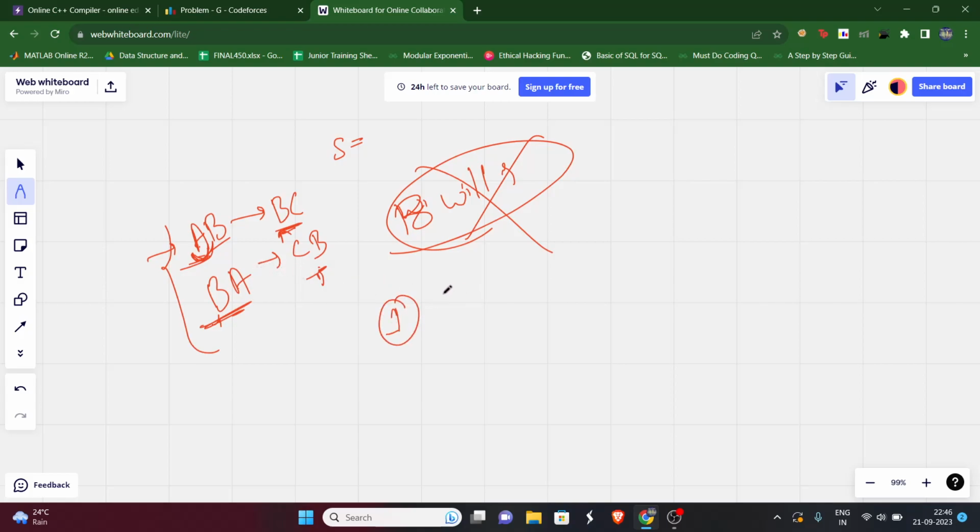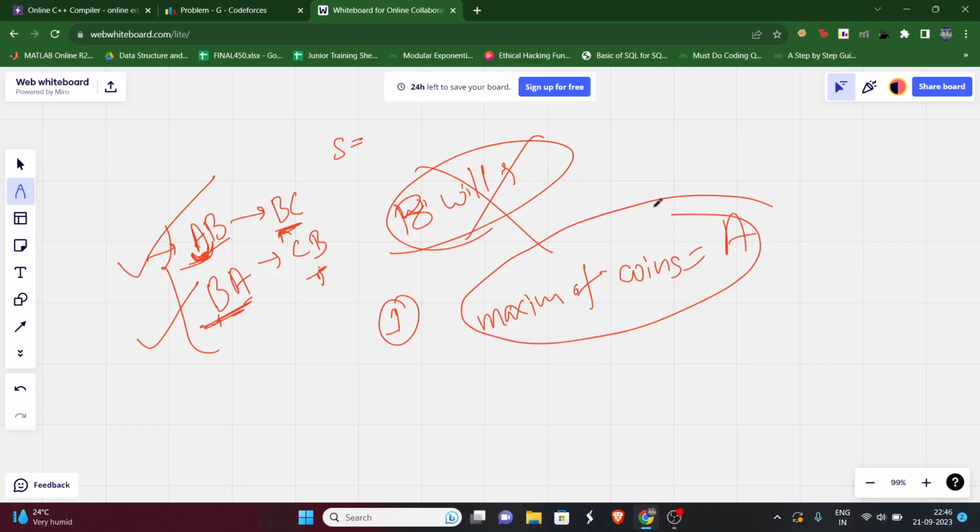And we know that for any coin, whether performing this operation or this operation, we need one A, right? So from here we can say that the maximum number of coins we can get will be at most the number of A. Is that clear? I'll repeat it again. For one operation we are using one A and we are not getting another A.